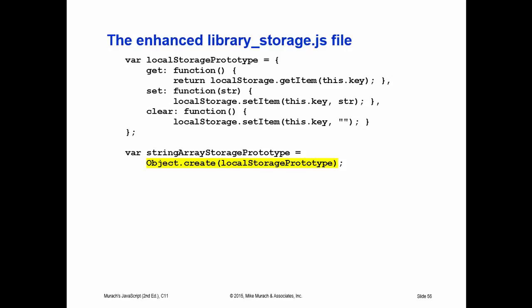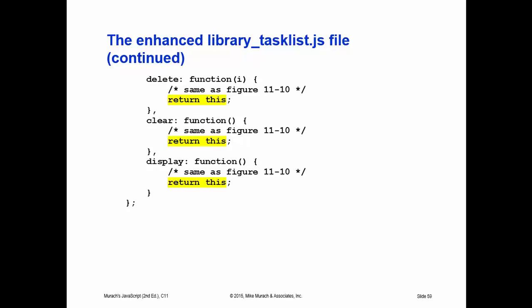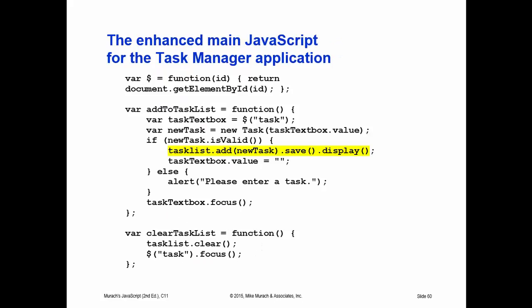So what you see here is the enhanced main JavaScript file. Again, it's pretty much set up the same way it was earlier, except now you can chain methods together. And if you look at what's shown there in the yellow, you can see an example of chaining methods.